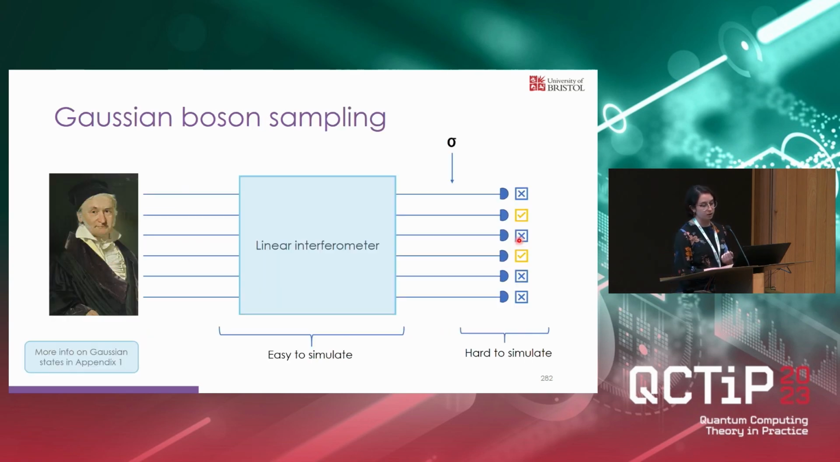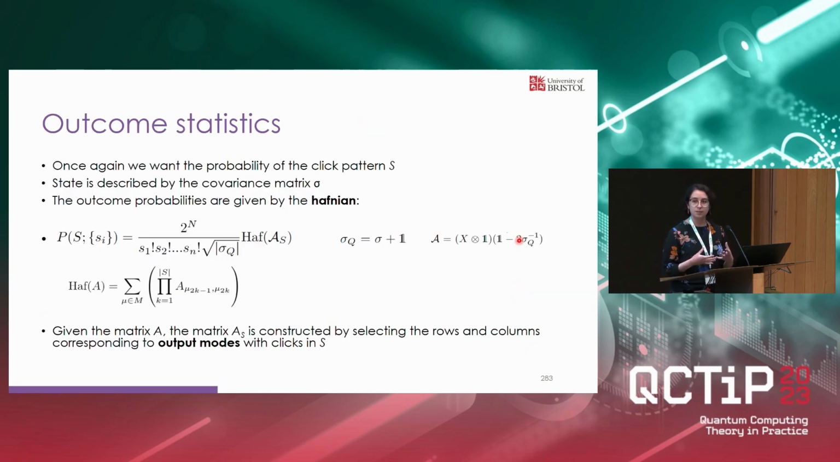So here, we measured photons in modes 2 and 4. That means we're going to select columns 2 and 4 and rows 2 and 4. And that's going to give us our submatrix. We take the hafnian of the submatrix, which is a matrix function that's difficult for a classical computer to calculate, and that's going to tell us our probabilities of those different click patterns.